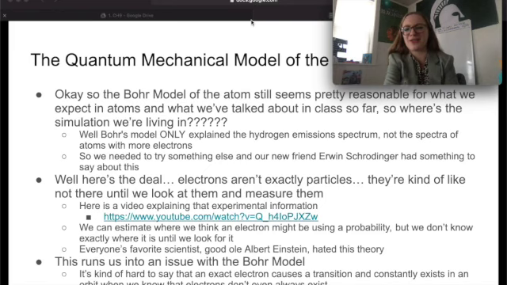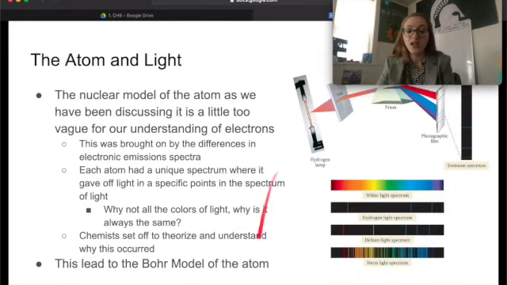So where's this simulation, Emily? What the heck are we talking about? Well, here's the deal. Bohr's model only explained the hydrogen emission spectrum, not the spectrum of atoms with more electrons. It didn't explain anything else. With all of those fine lines, like if we go back and look at neon here, for example, it couldn't predict neon. It had no idea why neon was doing what it was doing.